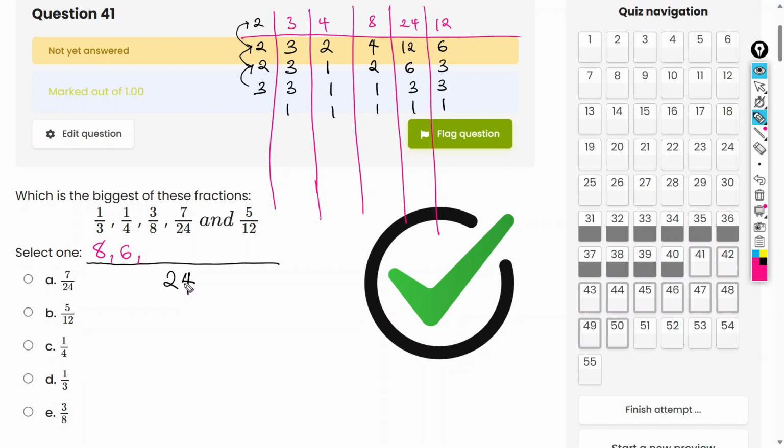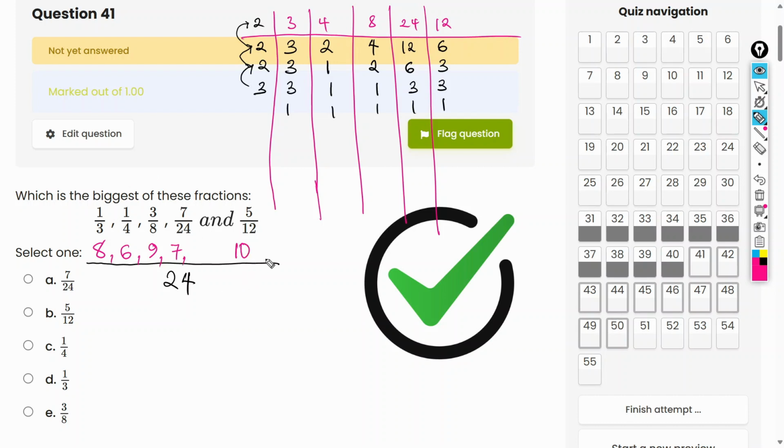8 into 24 is 3. 3 times 3 is 9. 24 into 24 is 1. 1 times 7 is 7. 12 into 24 is 2. 2 times 5 is 10.